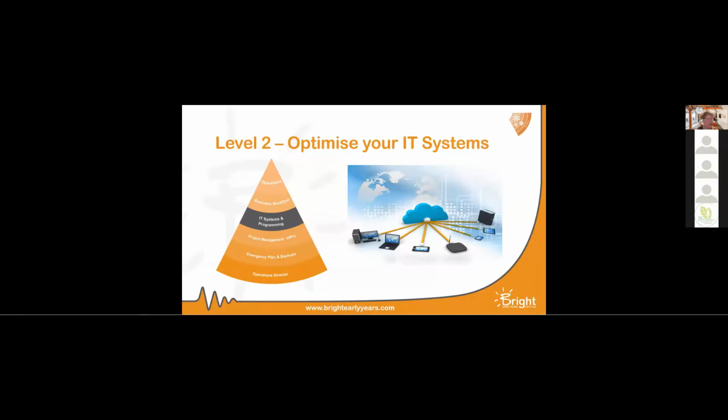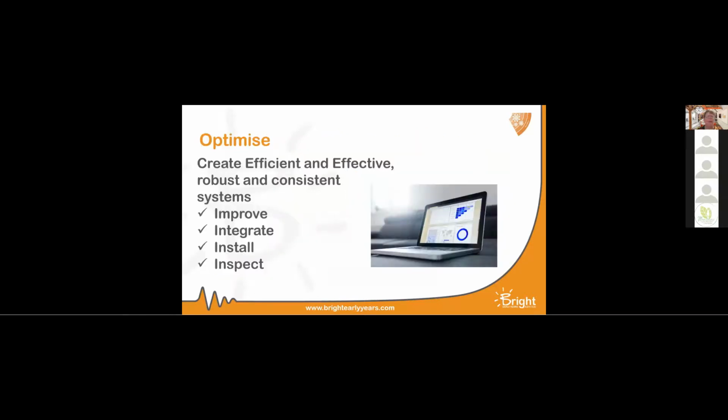Okay, so let us then look now at the next level, at optimizing our IT systems and things. So what we're looking to do here is to create systems within our organisation that are more efficient, more effective, robust, and help support that consistency. So it's about looking at things that we can improve, things that we can integrate, things that we can install, and things that allow us to inspect and give us information that we would want.